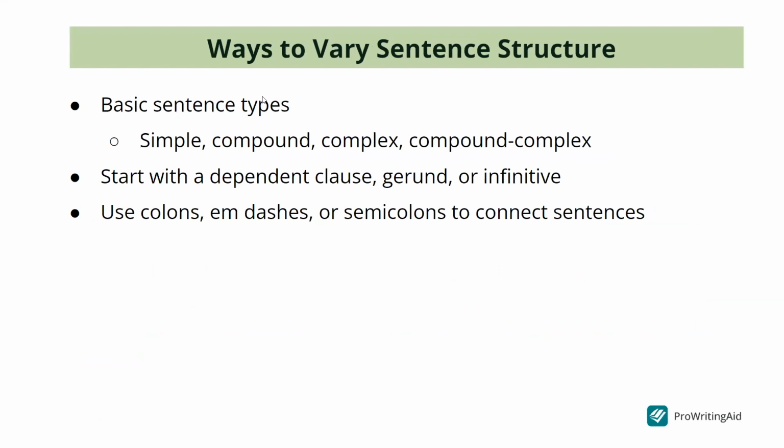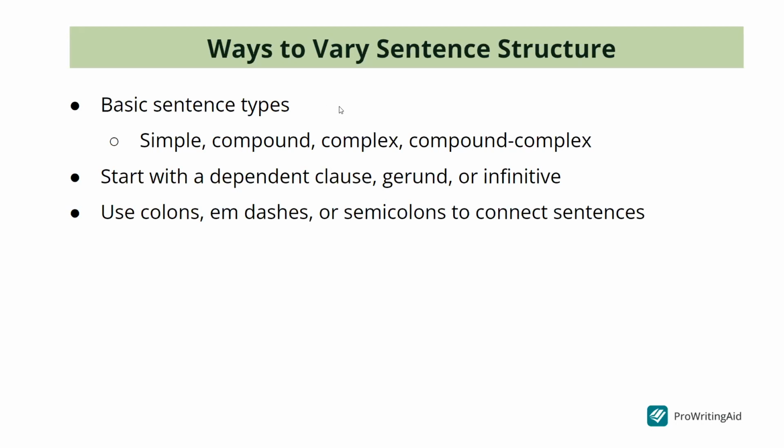So, again, you don't need to be a grammar expert, but it is helpful to know that there are 4 basic sentence types. Simple sentences have subject and verb, and maybe a little extra, but subject verb is the structure. A compound sentence combines 2 simple sentences, either with a conjunction, like and or but, or with punctuation, like an em dash or a semicolon.